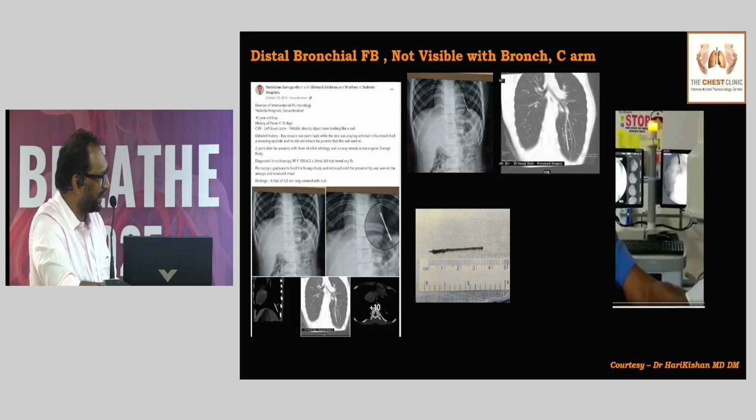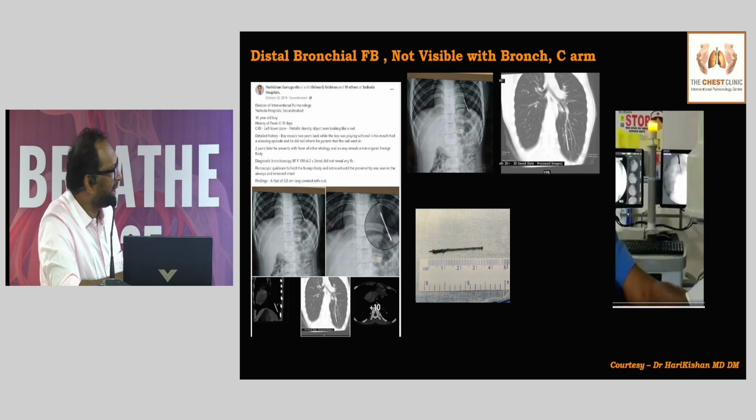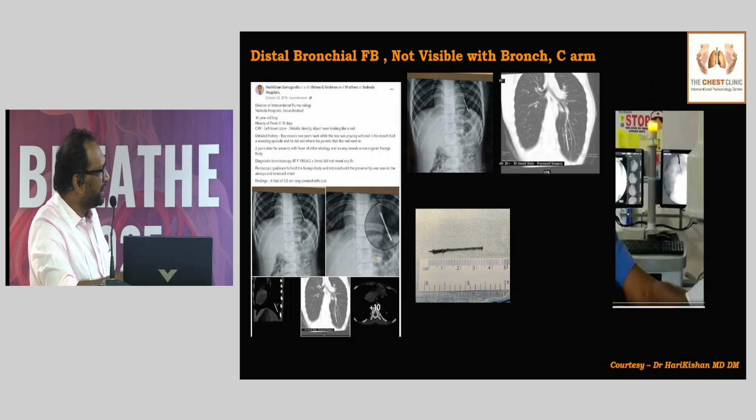Again, this is a Bengal gram. This is not my case, this is Hari's case. This is a distally lodged pin, where bronchoscopically you can't see the pin.